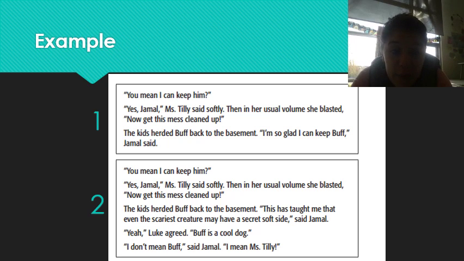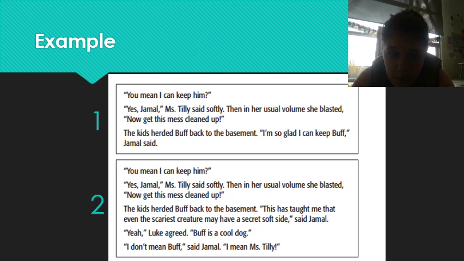You mean I can keep them? Yes, Jamal, Miss Tilly said softly. Then in her usual volume she blasted, now get this mess cleaned up. The kids hurried Buff back to the basement. I'm so glad I can keep Buff, Jamal said.